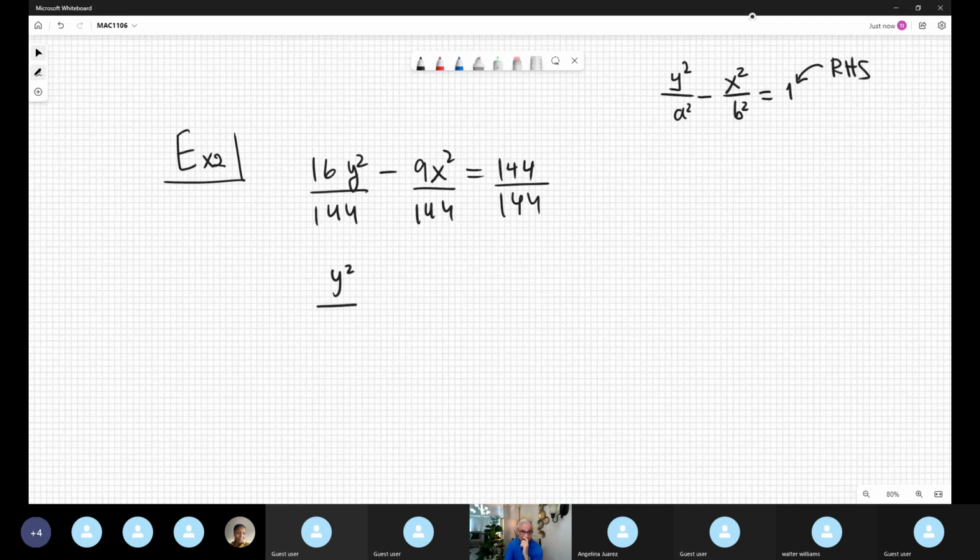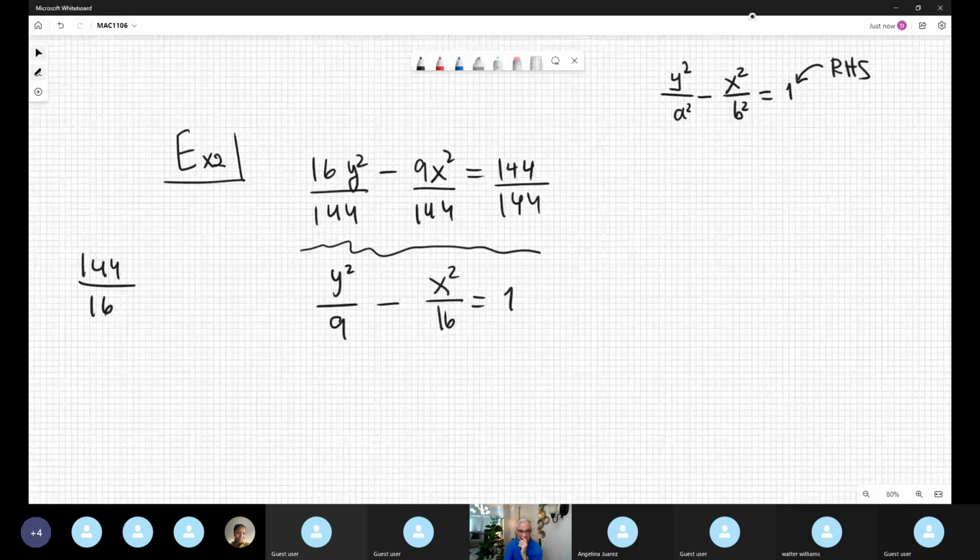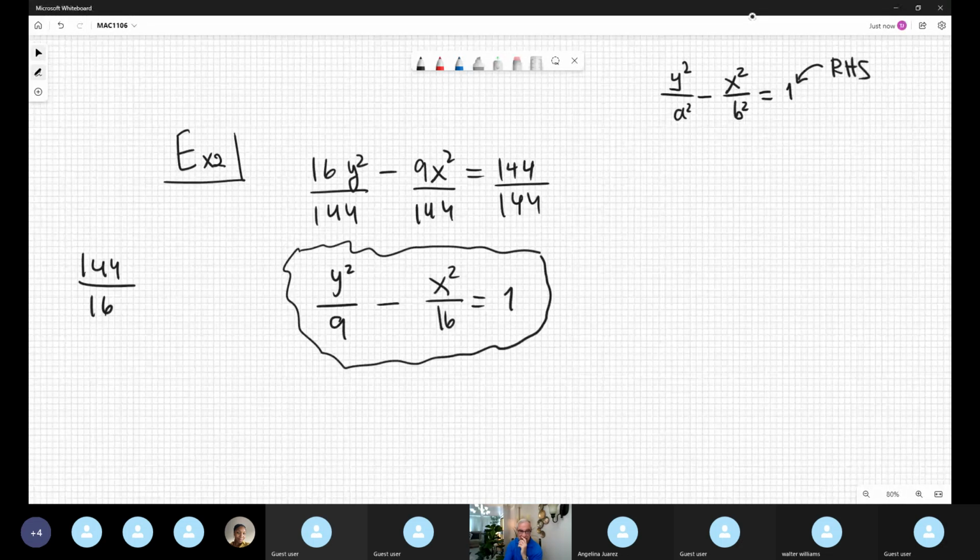Where come from 9, guys? Was 144 in opposite, totally reciprocal. Because I want to put the number in the denominator, not in the numerator. Okay, entonces es un 9. Minus, likewise, 144 divided by 9 is 16. Okay, cool. Entonces y squared over 9 minus x squared over 16 equal 1. Now already this equation is expressed in standard form. Okay, it's exactly what I need to start the analysis.